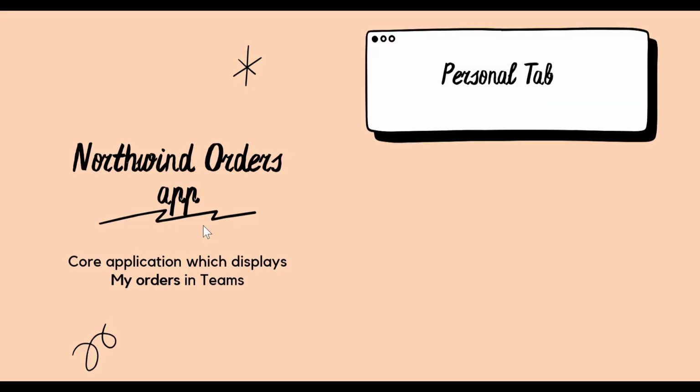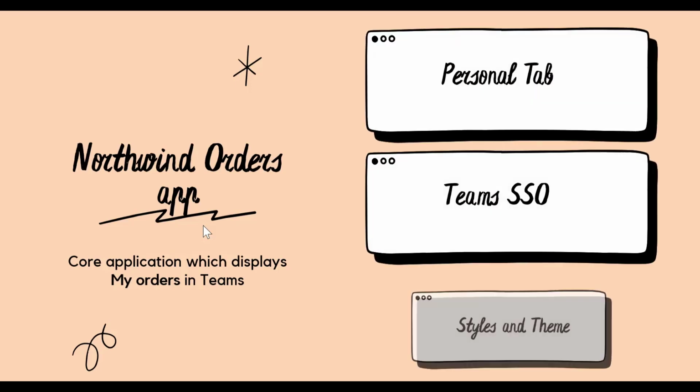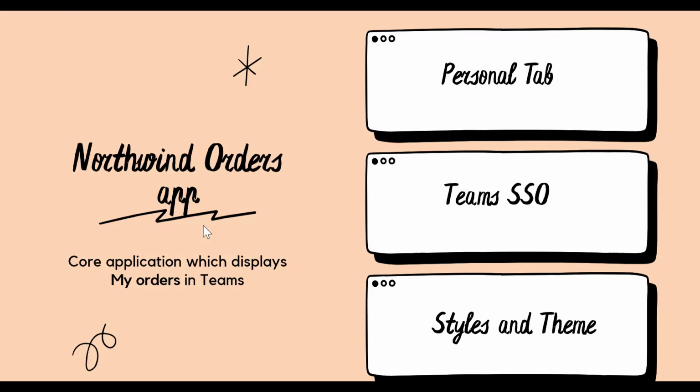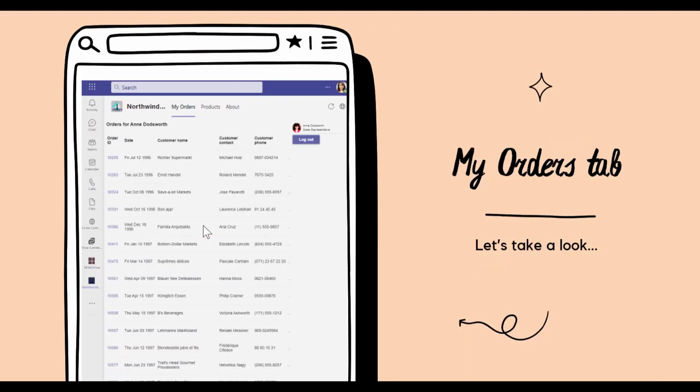Up to this point of the lab, you have created the core application, the Northwind Orders app, which is a personal tab that uses Teams SSO and styling, which retrieves your orders and displays them for you in the My Orders tab. Now let's extend the application by adding additional capability. In this lab, we will add a dialog to our existing Teams app.